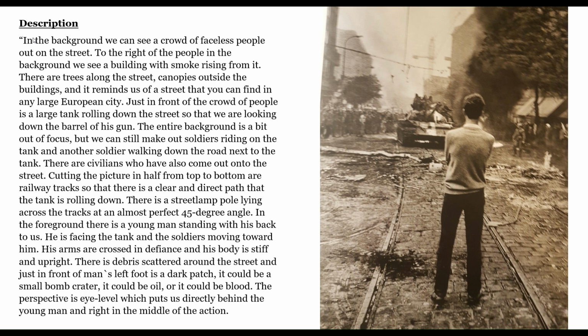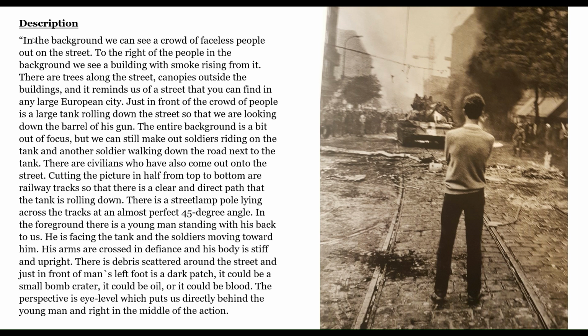Cutting the picture in half from top to bottom are railway tracks, so that there's a clear and direct path that the tank is rolling down. There's a street lamp pole lying across the tracks at an almost perfect 45-degree angle. In the foreground, there's a young man standing with his back to us. He's facing the tank and the soldiers moving toward him.